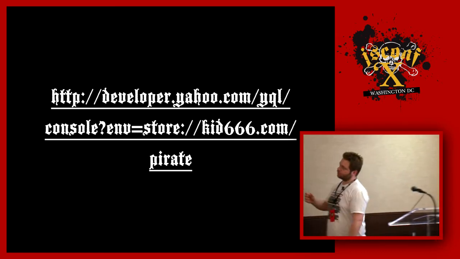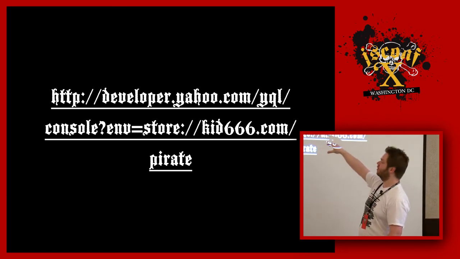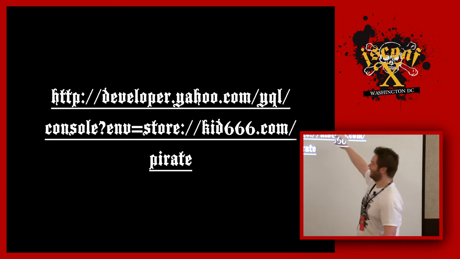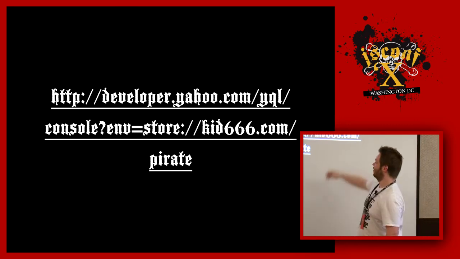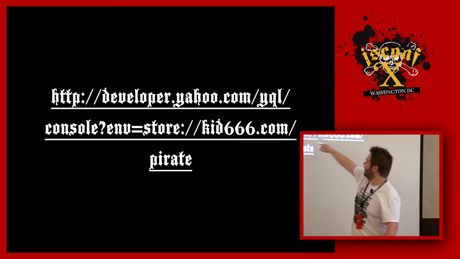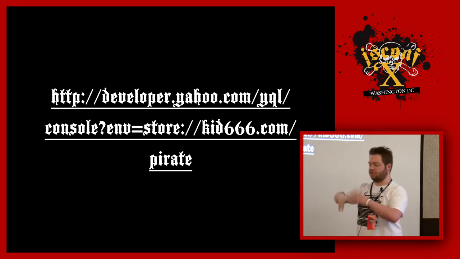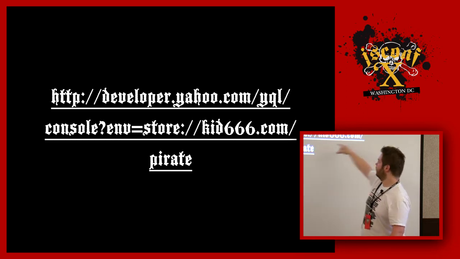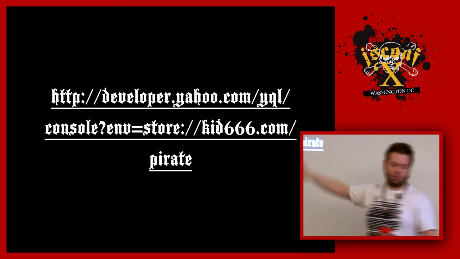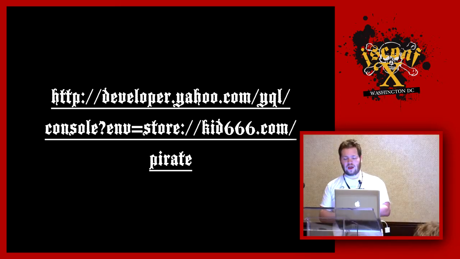So how does this work? Basically, this is the same URL we had before, in an incredibly easy to read font. I went through all the fonts on my Mac and I was like, that one looks like pirate font. So it's developer.yahoo.com/YQL/console, the easy console I've been demoing. And then I've added to the end of it this environment file, env equals store blah de blah de blah. Basically what this does is tell YQL to load a bunch of extra tables.